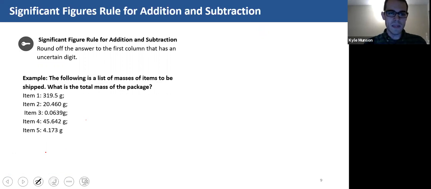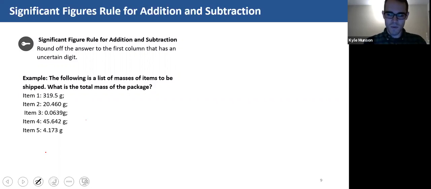So the example is, the following is the list of masses of items to be shipped. What is the total mass of the package? Let's say we have 5 items here, and each item was maybe weighed on a different scale by a different person on a different day, who knows? And we want to know the mass of the package. So you're going to grab your calculator, plug this in and get an answer. While that's true, we want to represent that answer in the correct number of significant figures.